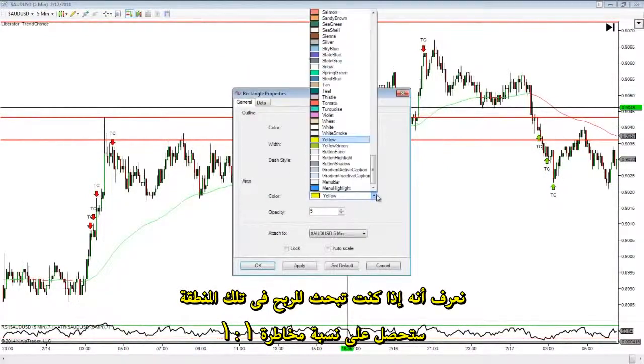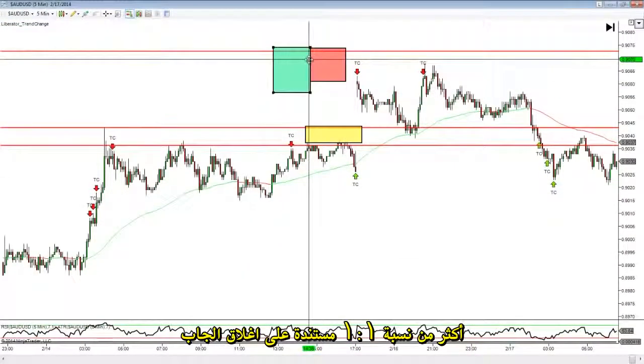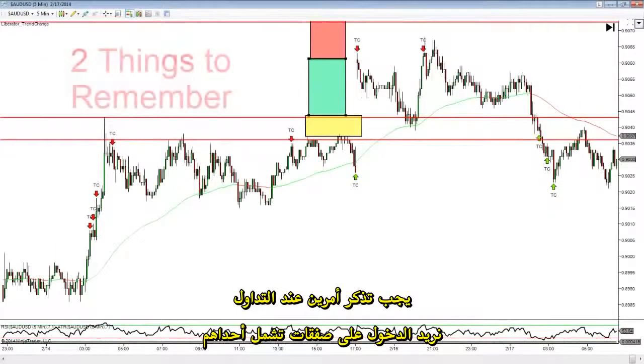Again, let's make this green. Bang, boom. A little more than a 1-to-1 risk reward on this, depending on where you got filled at. And with trading, there's two things that you want to remember. We want to involve ourselves in two types of trades.